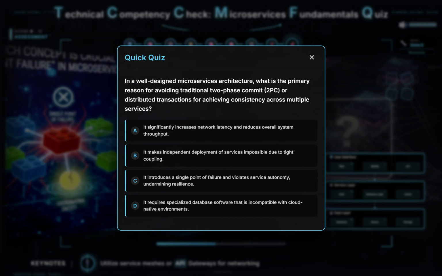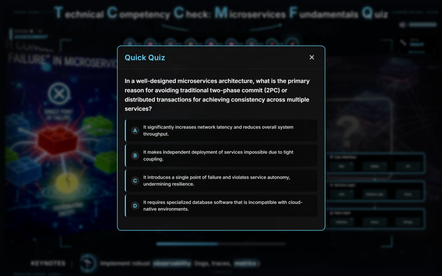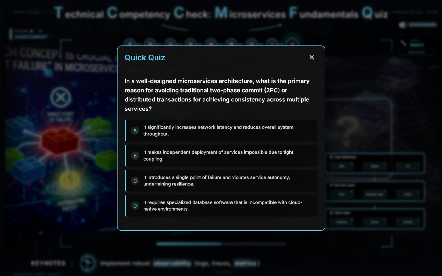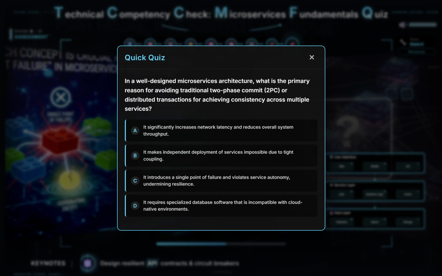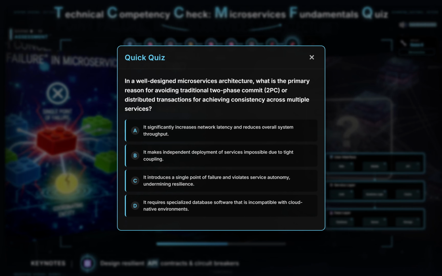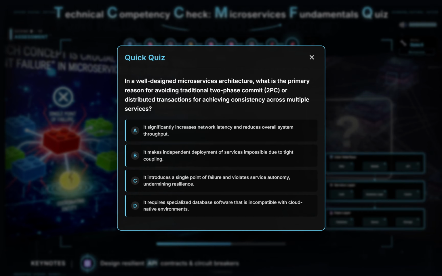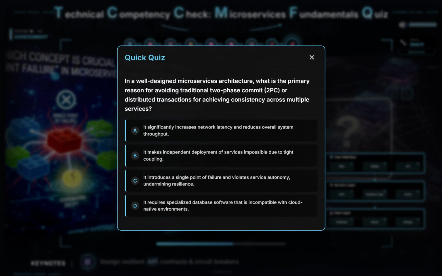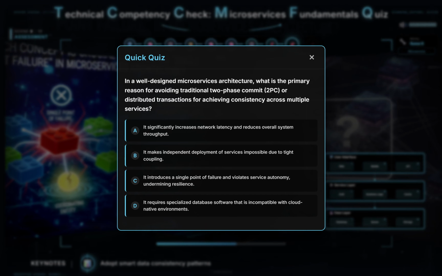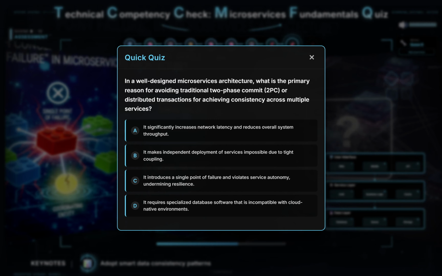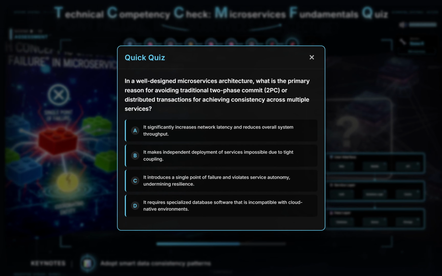Alright, the correct answer is C. It introduces a single point of failure and violates service autonomy, undermining resilience. While options A and B are certainly consequences of 2PC, the fundamental problem for microservices is how it undermines the very autonomy and resilience we're trying to achieve. Imagine trying to coordinate a single giant block rather than letting each Lego brick manage its own state and responsibilities. Each service, like a self-contained Lego brick, should be able to operate and recover independently.